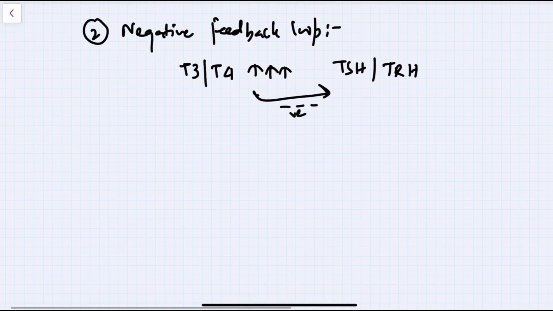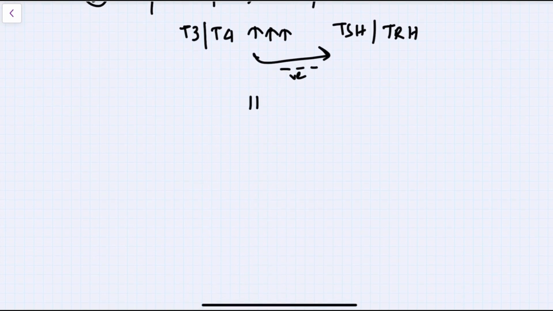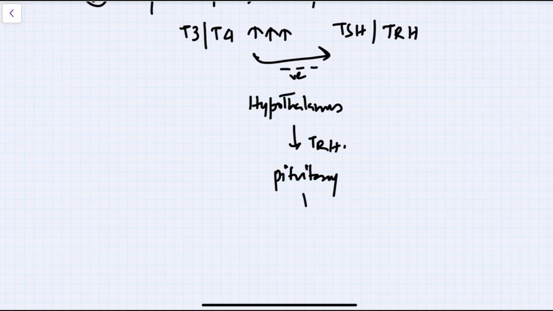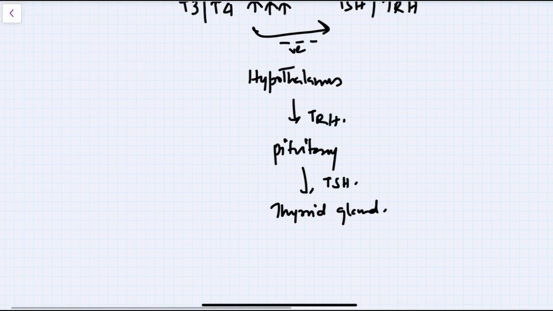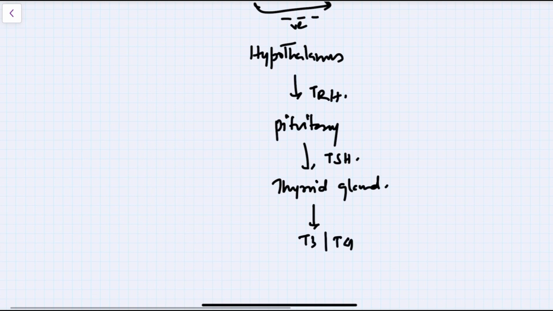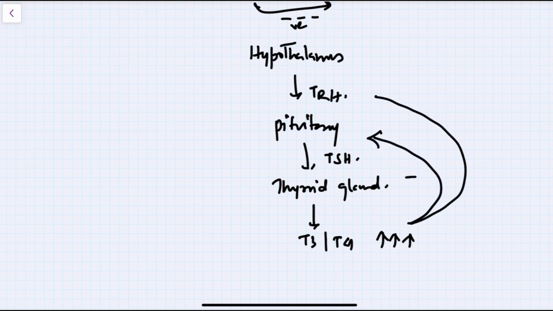So if we show it in a graphic representation, we can say that this is the hypothalamus. The hypothalamus basically releases thyrotropin releasing hormone, and it has an effect on the pituitary gland. The pituitary releases the thyroid stimulating hormone, and then it has an effect on the thyroid gland, and the thyroid gland in turn releases the T3 and T4. So whenever the levels of T3 and T4 go very high in the bloodstream, there's a negative feedback loop, wherein the high levels of T3 and T4 cause a reduction in the release of the thyrotropin releasing hormone, as well as the thyroid stimulating hormone.